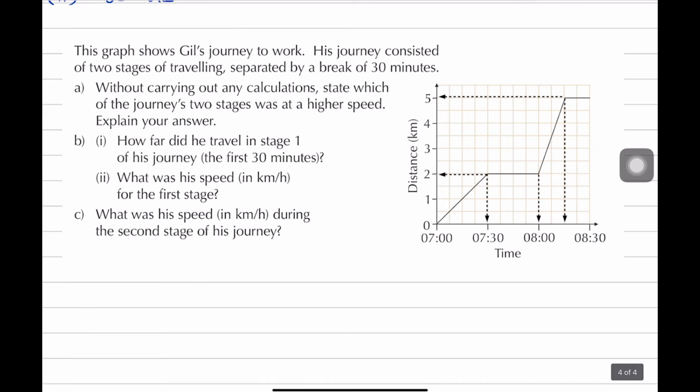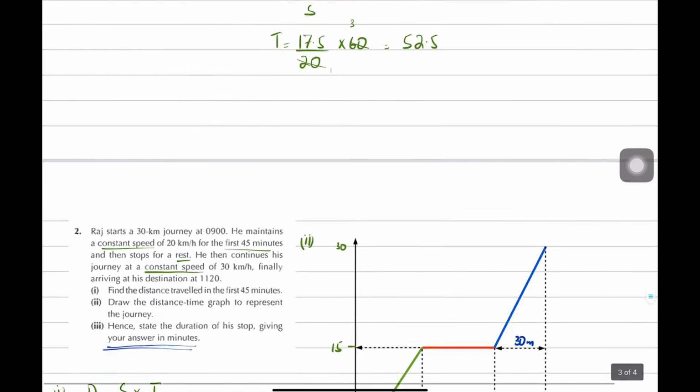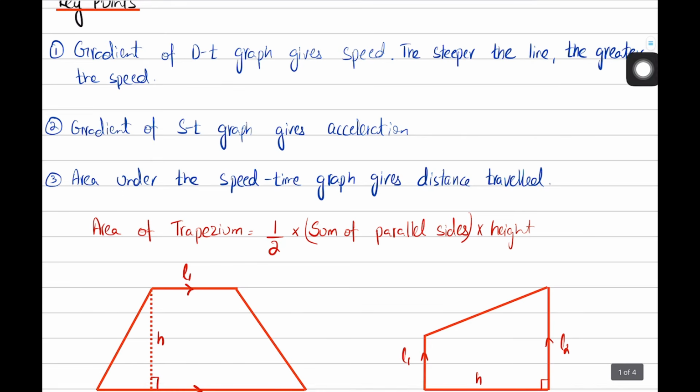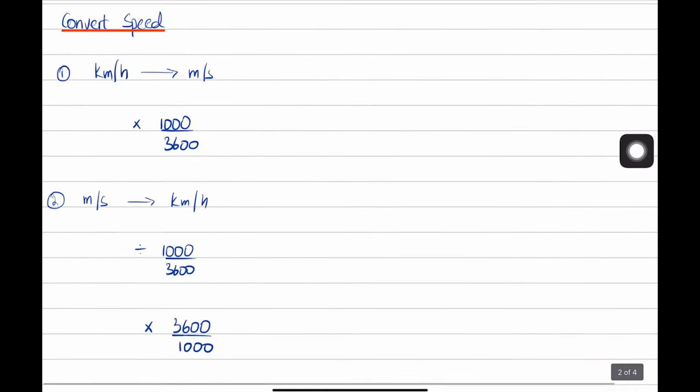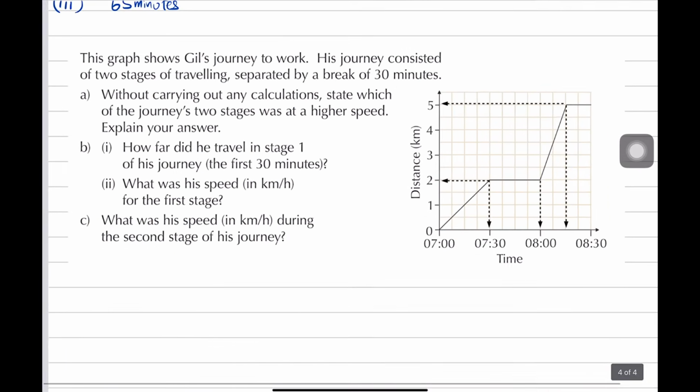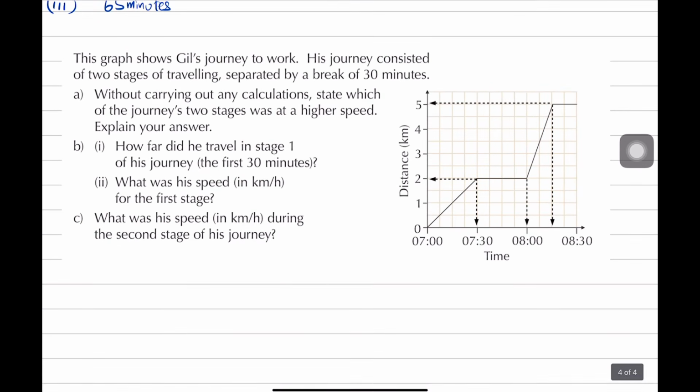First stage or the second stage? Second. Why the second stage? Steeper gradient. Yes, steeper. So if you remember, key point number 1, the steeper the line, the greater the speed. Okay, now you didn't really need that key point to figure that out, I'm sure. Gradient, as we know, is a measure of how steep a line is. So obviously, if a line is steep, that means the gradient will be higher, and gradient here is representing speed. So clearly the answer is that it's the second stage. Okay, and then you can give an explanation that it's a steeper line.